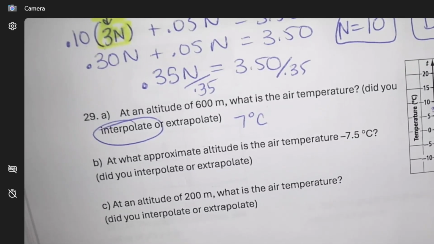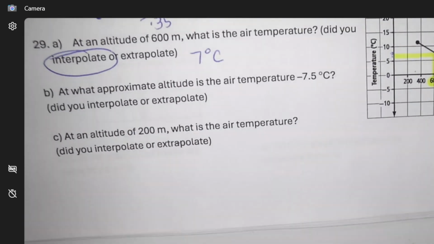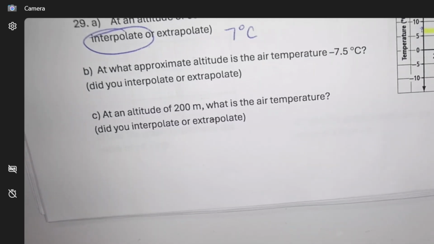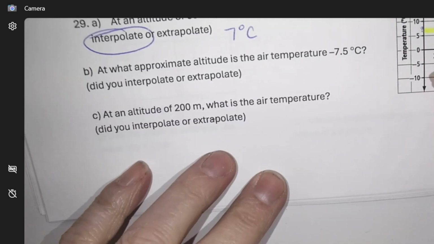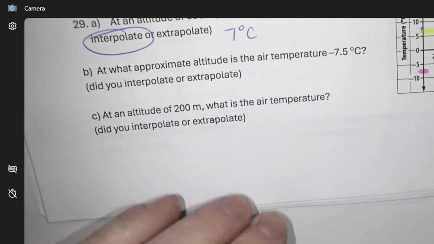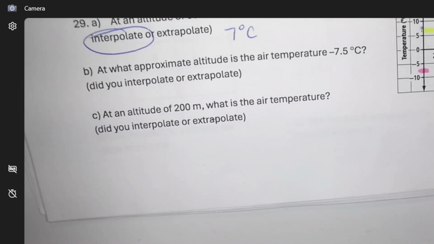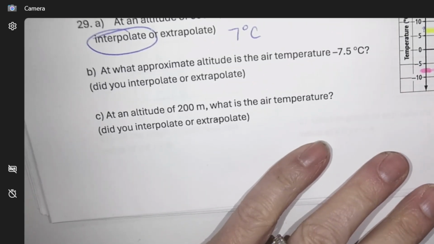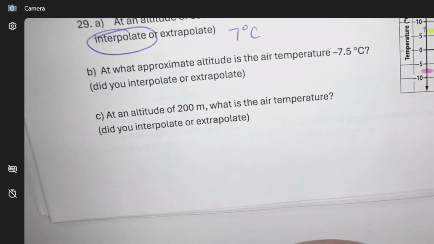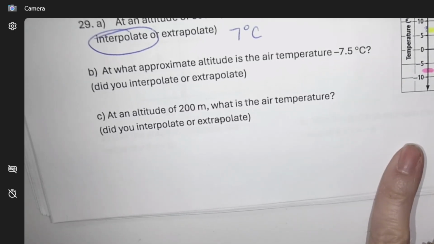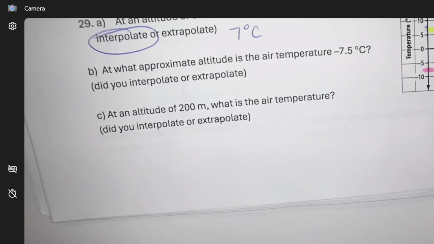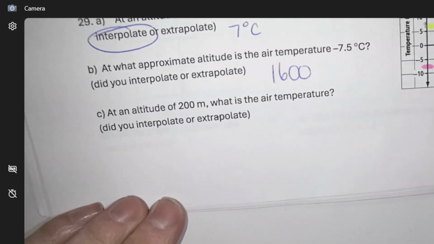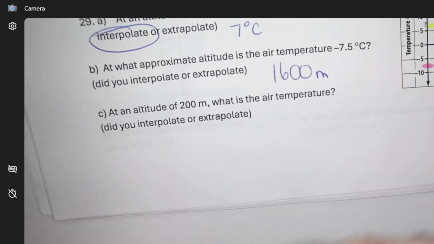What is the appropriate altitude when the air temperature is -7.5? So I'm going to go here. Negative. So that's where I am. So I'm going to go straight across till I hit 1,600. So 1600, yep. And what are we in? 1600 meters.